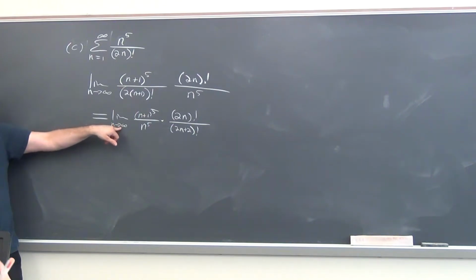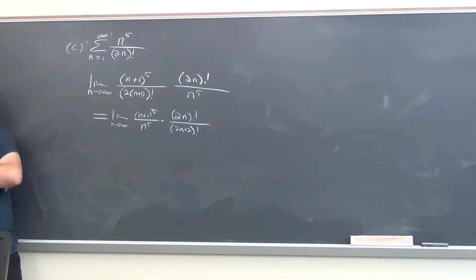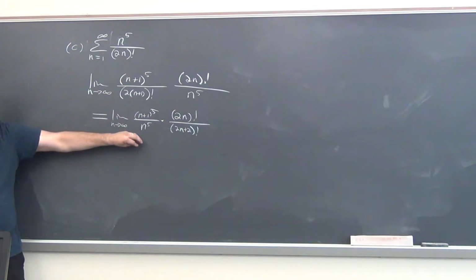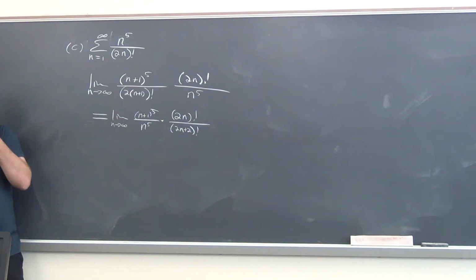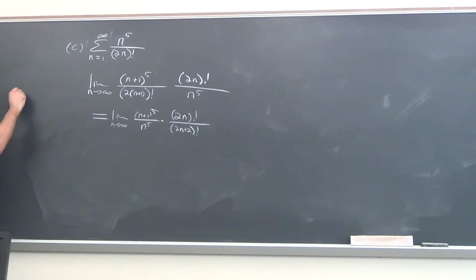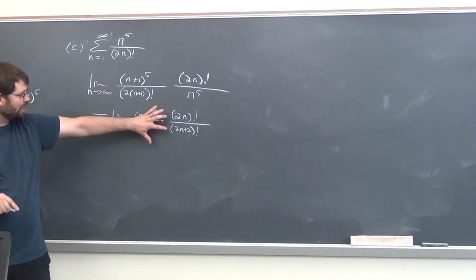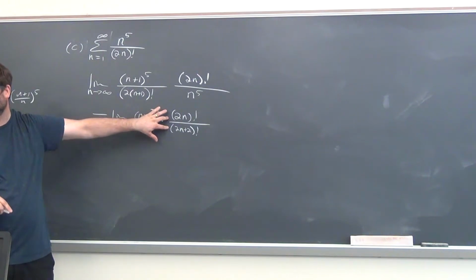As n goes off to infinity, what's n plus 1 to the 5th over n to the 5th going to do? It's going to go to 1, right? That's a 5th degree polynomial with a coefficient of 1 over another one. Or you can think of it as n plus 1 over n, to the 5th, and so that'll go to 1 to the 5th. So this whole bit's going to go to 1, and it's really just the other part that's going to control what happens.